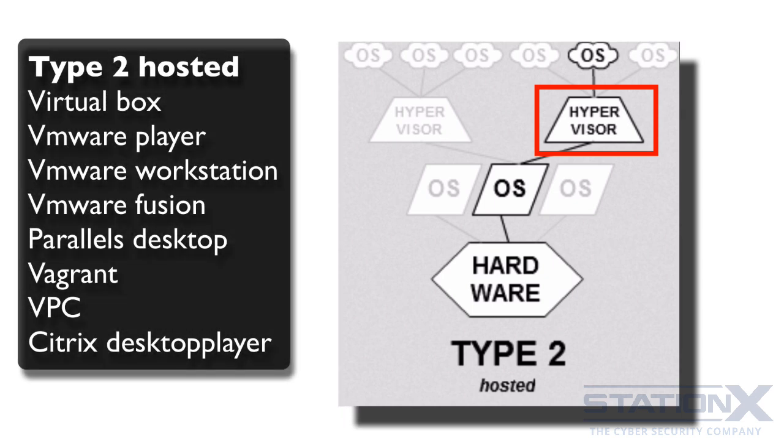The main Type 2 hosted hypervisors are VirtualBox, as we've mentioned. There's the VMware Player and the Workstation. VMware also has something called VMware Fusion, which is for Mac. There's something called Parallels Desktop, which is for Mac. There's also Vagrant, VPC, and Citrix Desktop Player, which is for Windows and Mac.